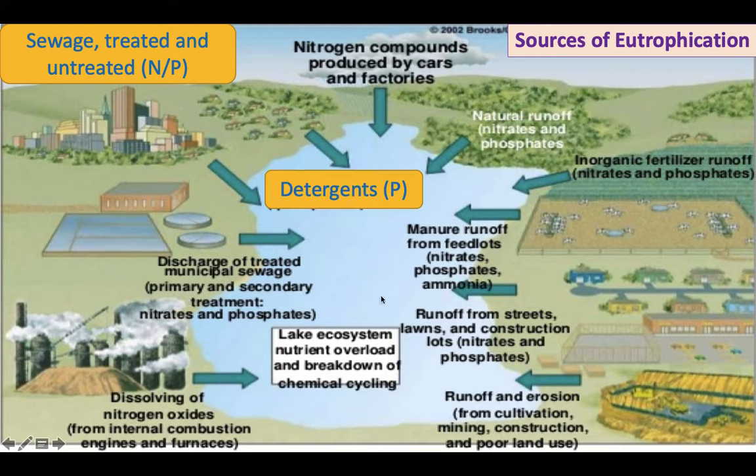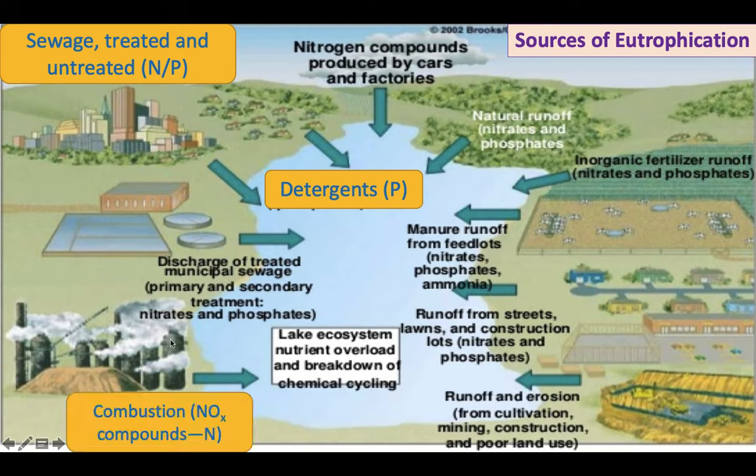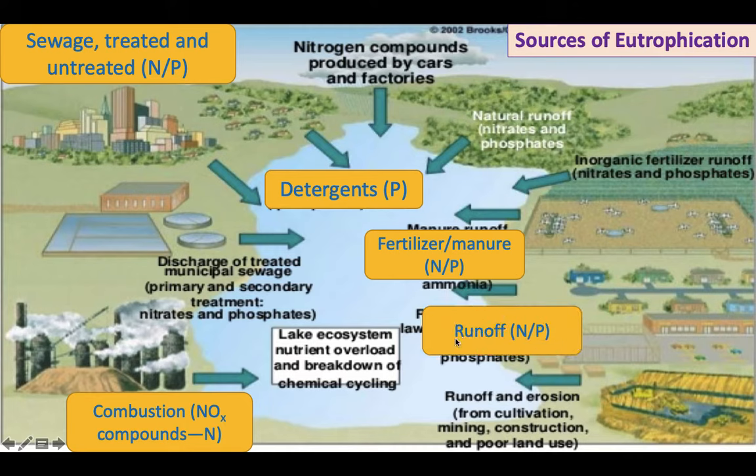It could be coming from soap and laundry detergent, which often have phosphorus in them, especially the really strong stuff that you used to wash your car or whatever. Combustion reactions: fossil fuels create nitrous oxides, which can dissolve into the water and increase nitrogen. Fertilizer and manure from agriculture and feedlots can deposit nitrogen and phosphorus into the water as well. And runoff in general from parking lots, suburbs, and golf courses can increase nutrient pollution. These are all different sources of the nutrients that lead to eutrophication.